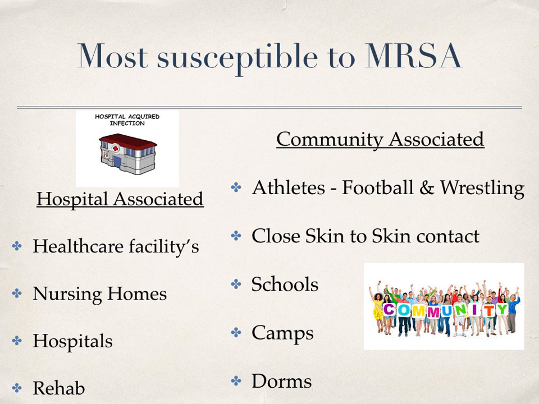There are two types of infections: hospital-associated and community-associated. Healthcare facilities like nursing homes, hospitals, and rehab, and individuals with a weakened immune system are more at risk. Community-acquired could be groups of kids that spend a lot of time with each other in close quarters, such as athletes, where common sports are wrestling and football. Also things that involve close skin-to-skin contact, like camps, schools, and dorms.